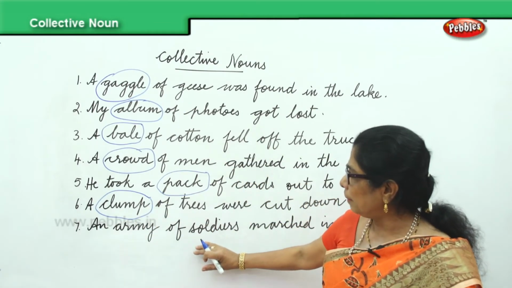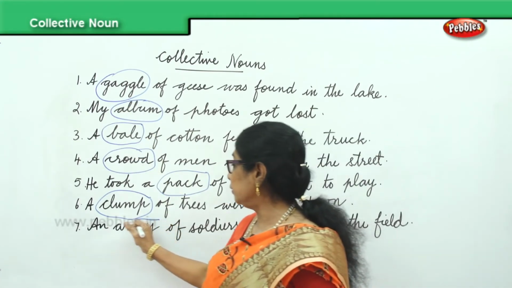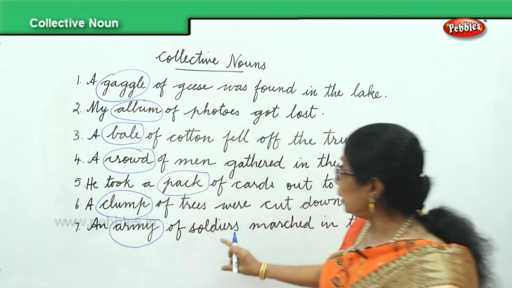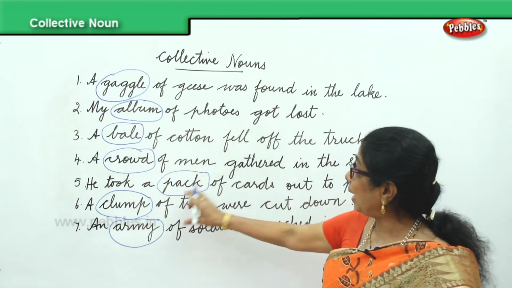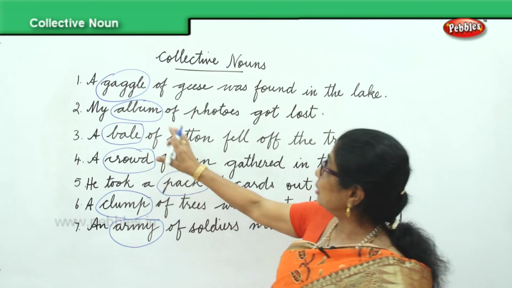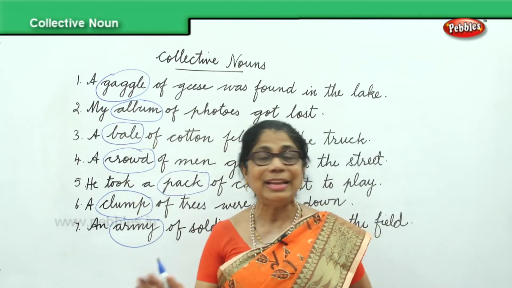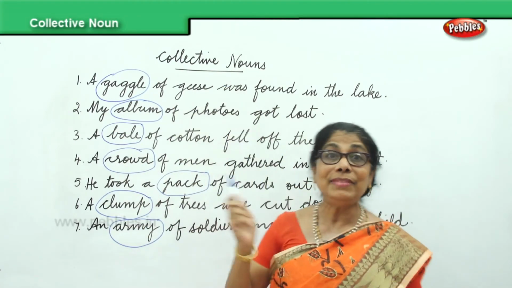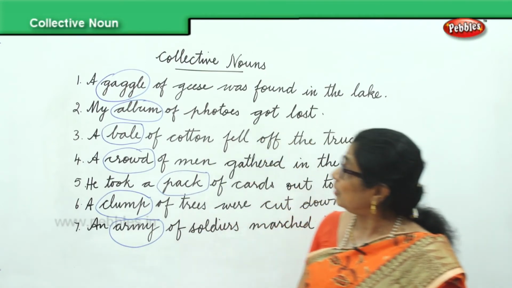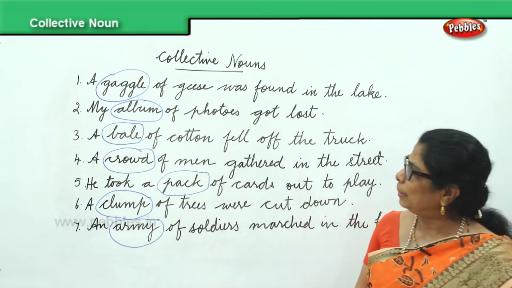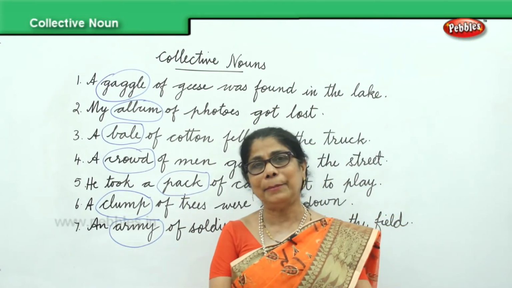Soldiers, the number of soldiers together. You won't say 100 soldiers or 500 soldiers. You say an army of soldiers. So these are the group names. Army for soldiers, for trees you say clump, for cards you say pack, for people you say crowd, for cotton you use the word bale, for photos you use album, for geese you call gaggle. So these are the group names and collective nouns from the sentences we were able to identify. So the collective nouns are gaggle, album, bale, crowd, pack, clump and army.